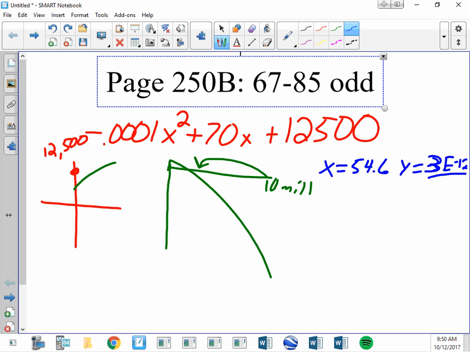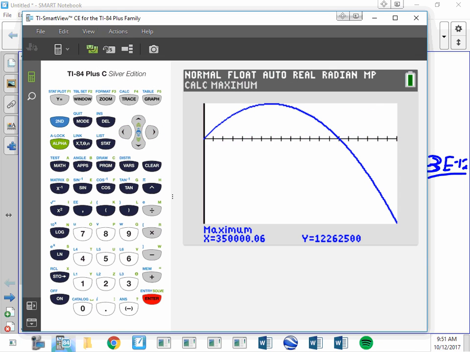So, letter A asks, how many units do they need to sell? 350,000. Letter B said, find the maximum annual profit. If they sell 350,000, how much money are they going to make? So $12.3 million. Yeah, 12.3 million is fine with me.